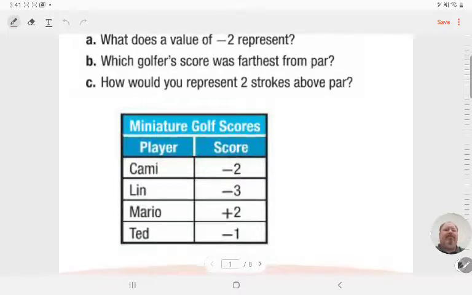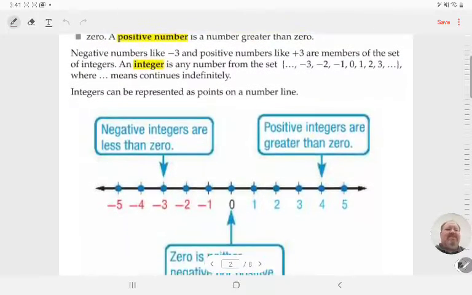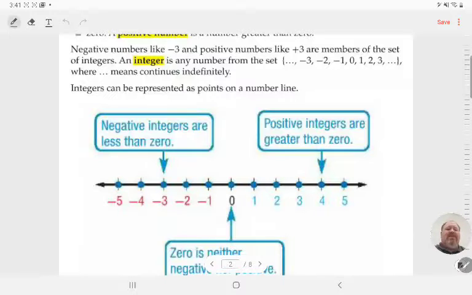Okay? All right. So let's go back to basics. What are negative and positive numbers? A negative number is numbers that are less than 0, and they're on the left-hand side of the 0 on a number line. And the positive numbers are greater than 0, or on the right-hand side of a number line. Okay? And don't forget that 0 represents neither negative or positive numbers.